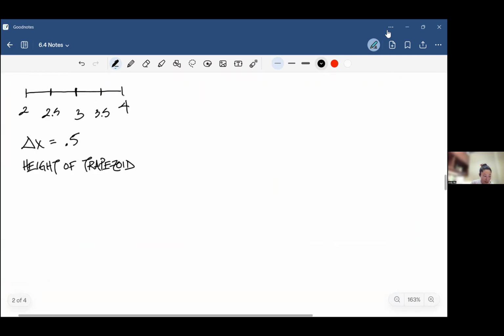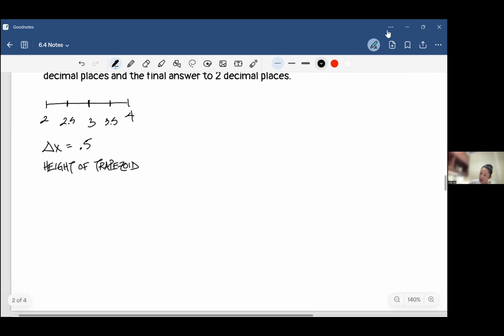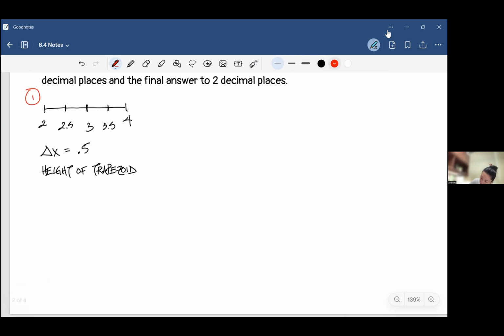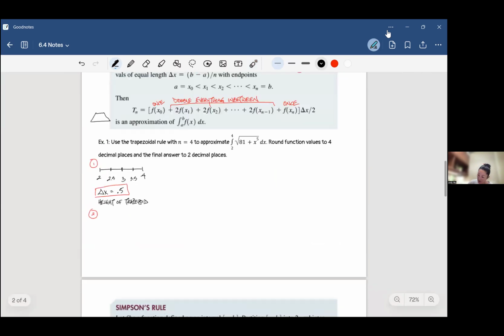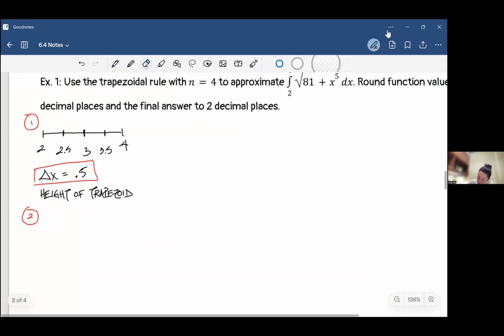All right. So we figured out our delta x. Now, let's go ahead and make a table. Okay, we're going to make a table of y values because if we go back to the formula, we see we're going to need once of the first y value, once of the last y value, and then we'll need to double everything in between. Okay. All right. Well, I didn't leave myself enough space vertically, so let me move this over here.